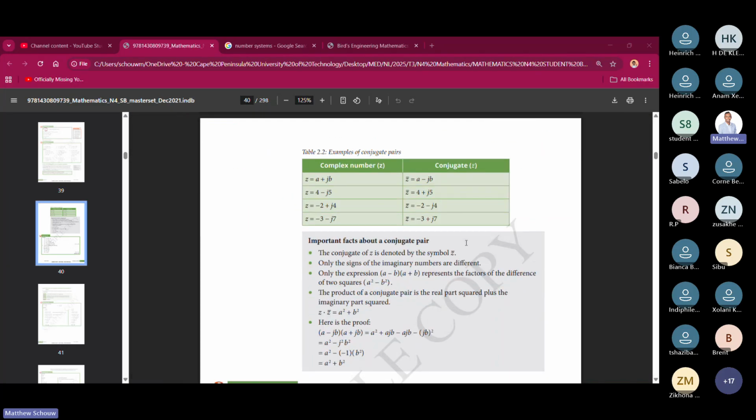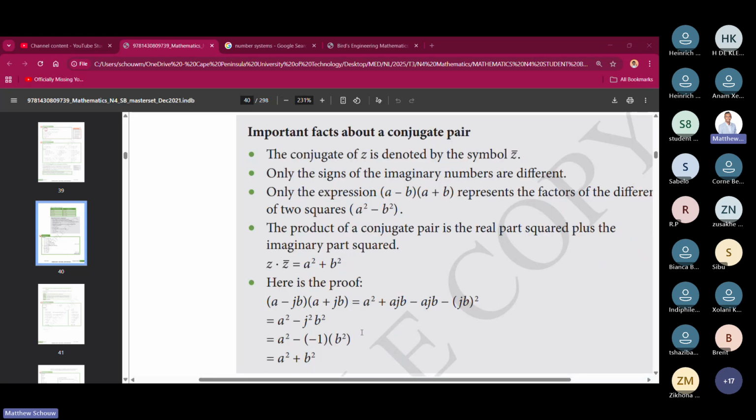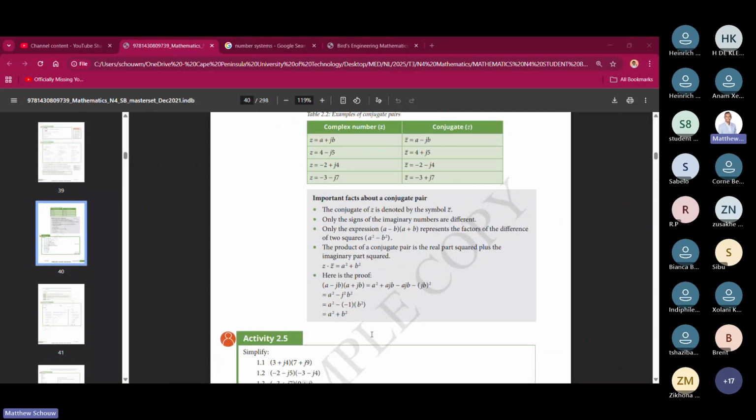There is a nice shortcut as well for the conjugate pairs. They're showing over here this proof. If you take z times its so-called conjugate pair, which they call z bar, it's simply a squared plus b squared. It's just a shortcut. You can do it the normal FOIL way, or you can just come straight to this. So it's entirely up to you. This would be a bit more efficient with the math. But anyway, let's quickly illustrate.